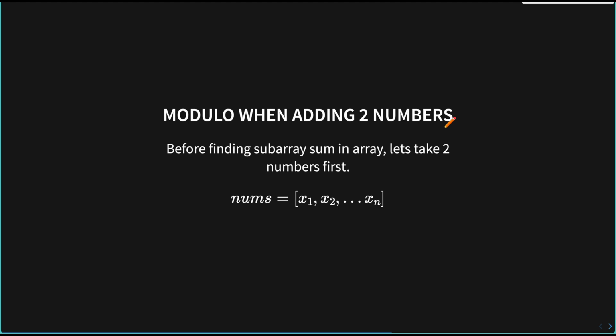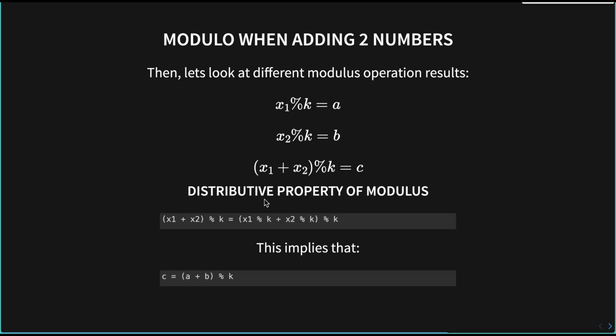Now we have to add all the numbers in the array and apply the modulus operator on it. But before that, let's add two numbers and try to find some pattern there. And this is where we can see the distributive property of the modulus operator. Now suppose we have two numbers x1 and x2, and we apply the modulus operator with k on them, and we get two remainders a and b.